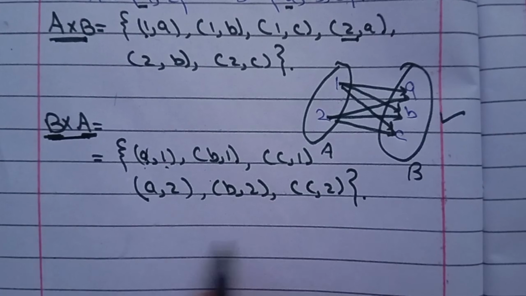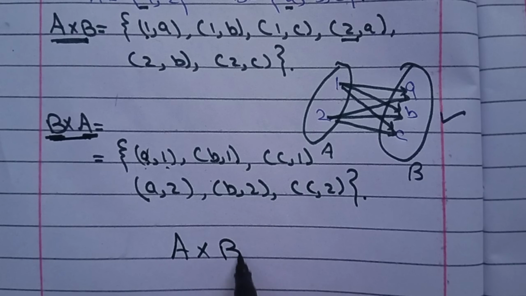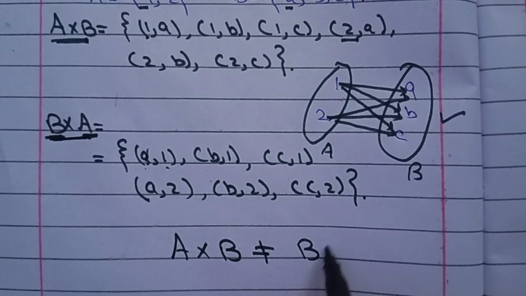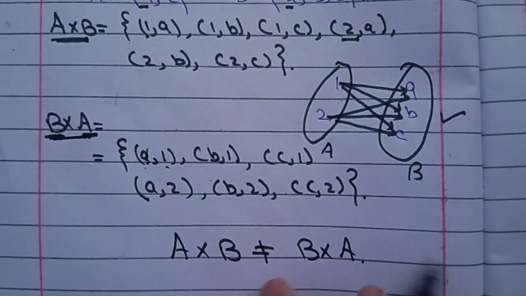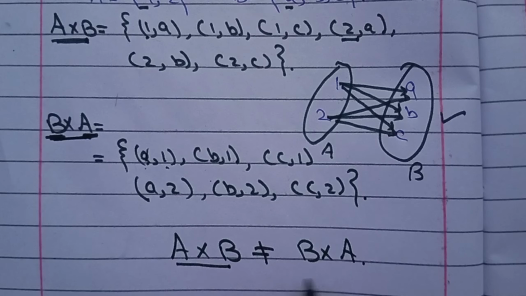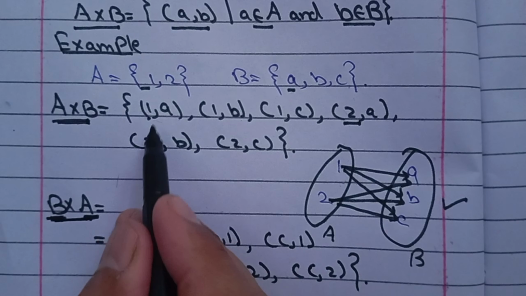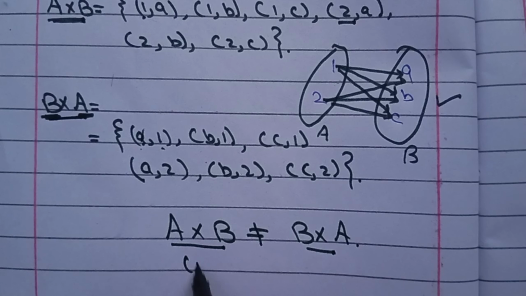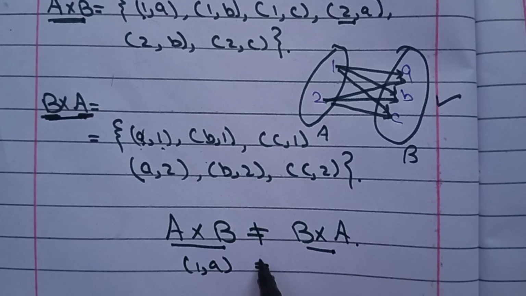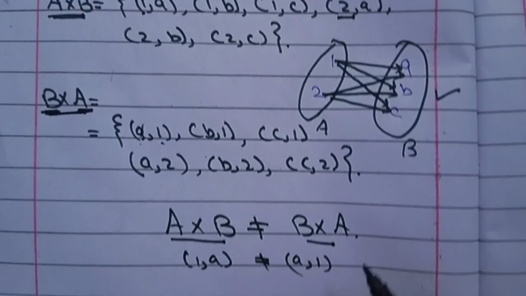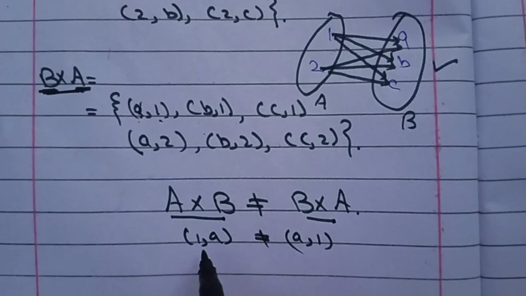And you can clearly see that the Cartesian product of A cross B is not equal to B cross A, because each ordered pair in A cross B is not equal to the ordered pair in B cross A. You can clearly see that (1, A) is not equal to (A, 1), because both these ordered pairs have different locations in the Cartesian plane. So that is why the Cartesian product A cross B is not equal to B cross A.